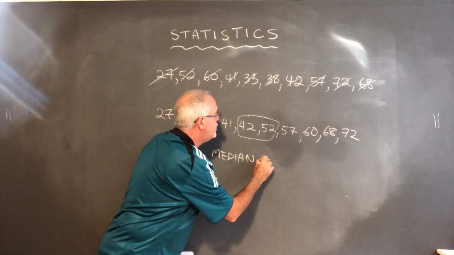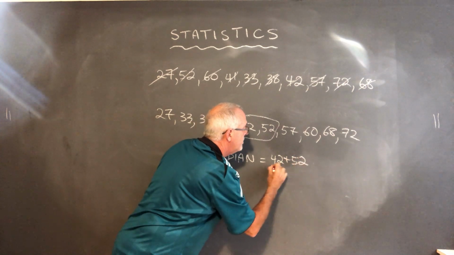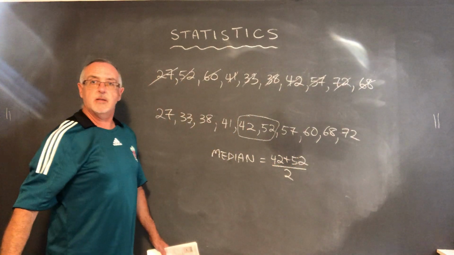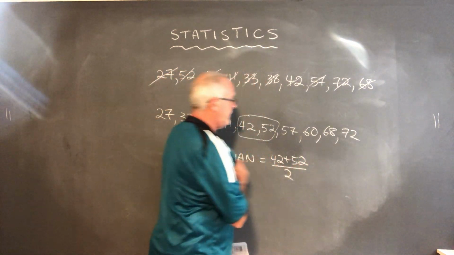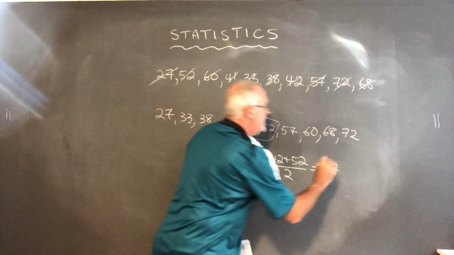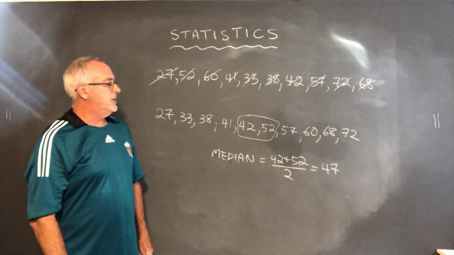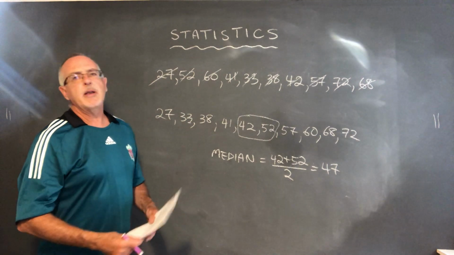The average is going to be 42 plus 52 divided by 2. So we have the median exercise that makes us practice our mean exercise. And 42 plus 52 divided by 2 is going to be 47, isn't it? 42 plus 52 is 94. 94 divided by 2 is 47. Yes.